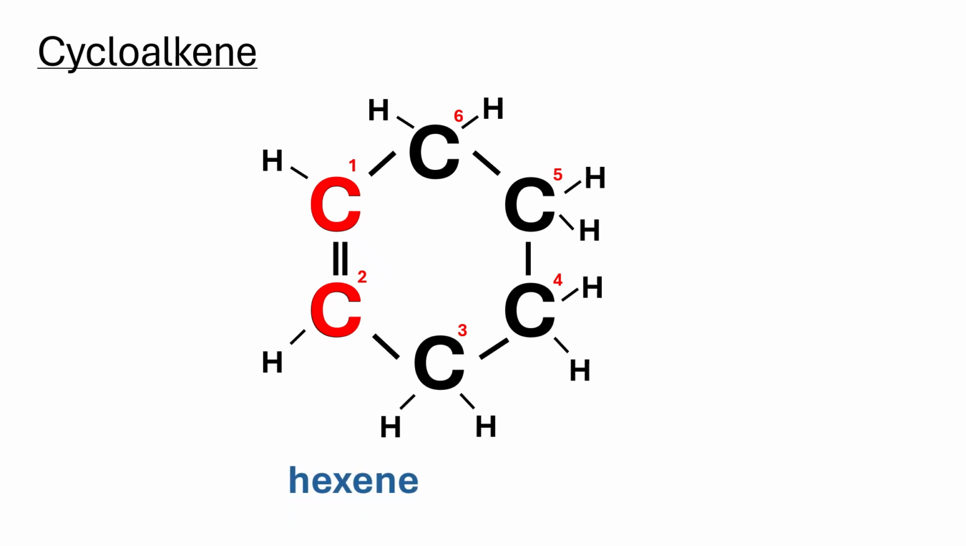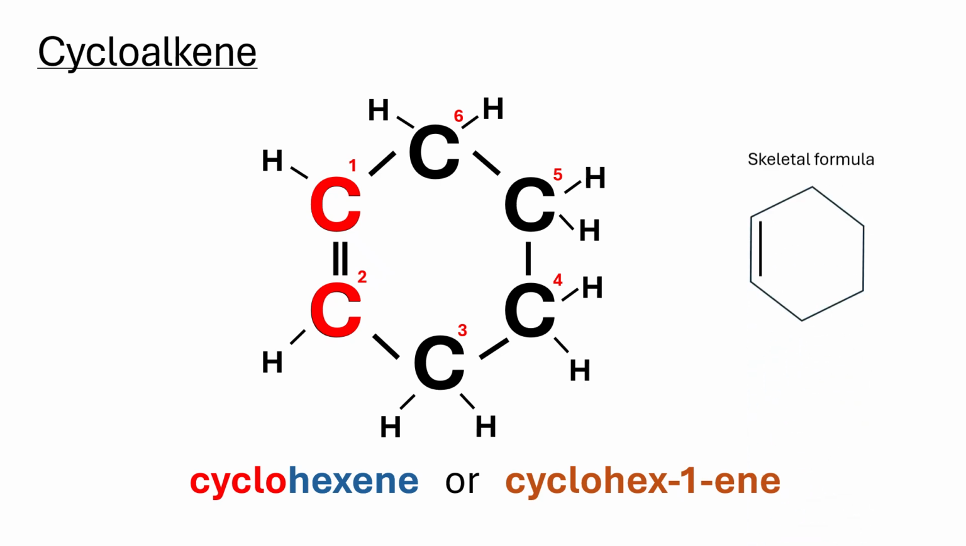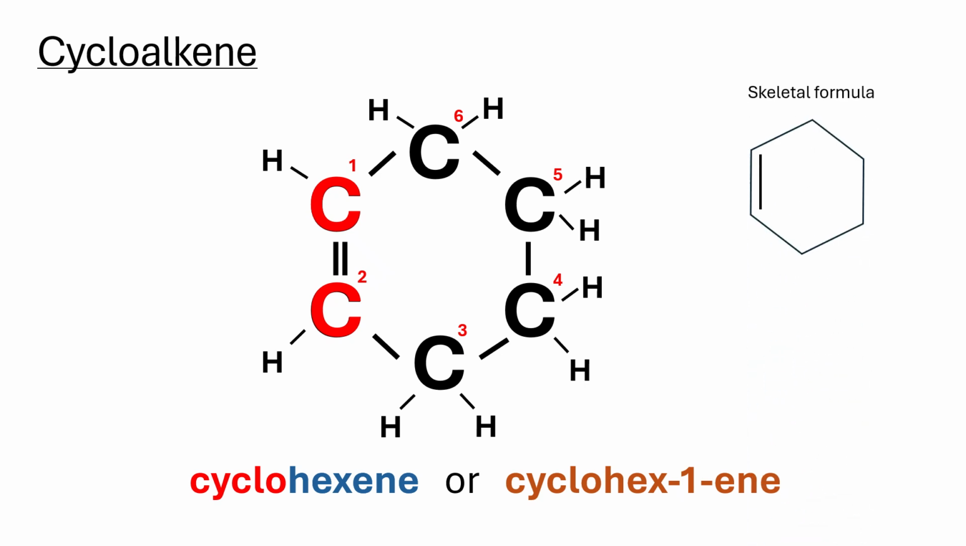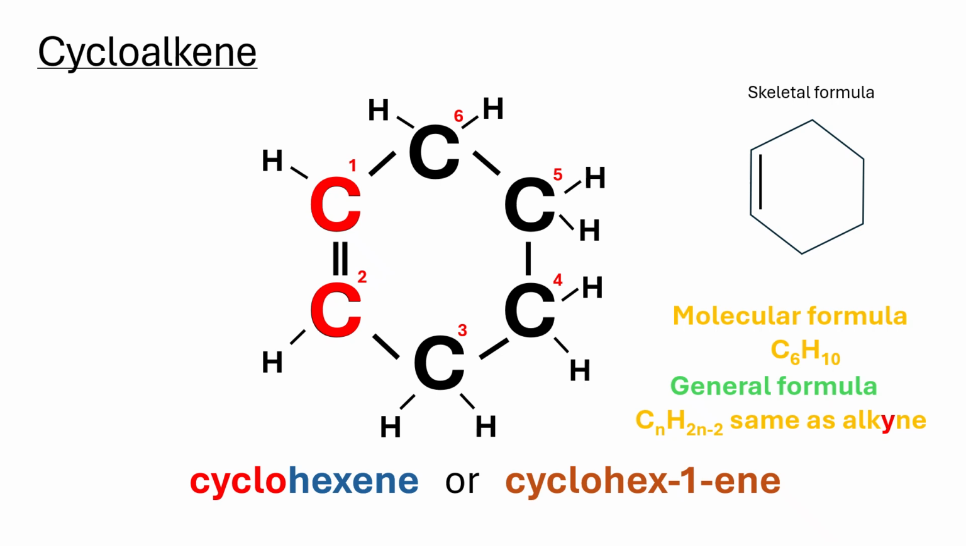And this is still hexene, but since it's a circular structure, we just have to put cyclo at the front, or you can even call that cyclohex-1-ene to show the position of the C=C double bond. Now the skeletal formula looks pretty similar, and we just show an extra double bond there, and the molecular formula is still the same as alkyne because a cyclic structure also gets rid of the 2 hydrogens.